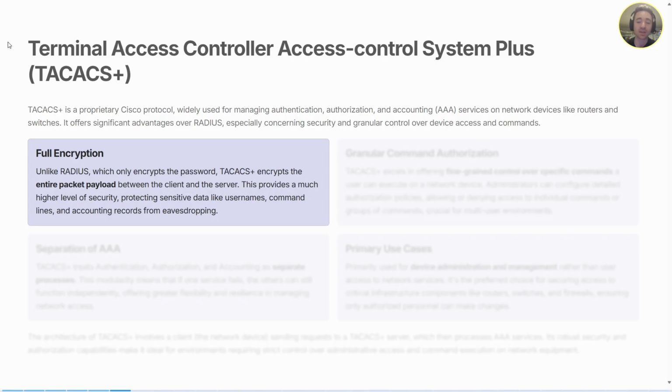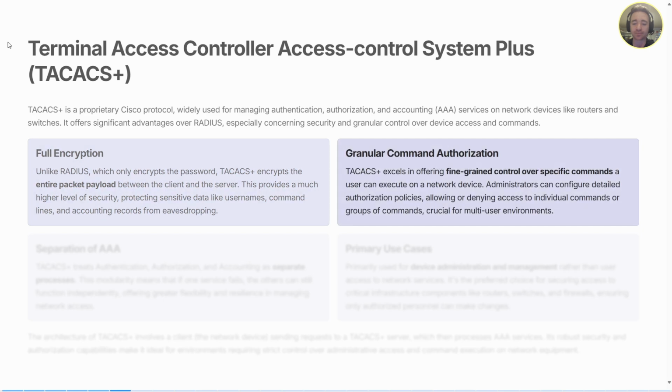So first of all, it has full encryption. Unlike Radius, which only encrypts the password, TACACS Plus encrypts the entire packet payload between the client and the server, which is of course much more secure. Additionally, TACACS Plus excels in offering more granular, more fine-grained control over specific commands a user can execute on a network device. Administrators can configure detailed authorization policies, allowing or denying access to individual commands or groups of commands.